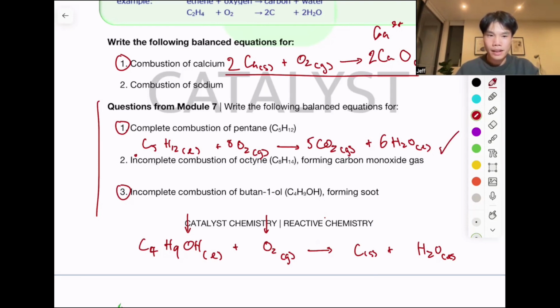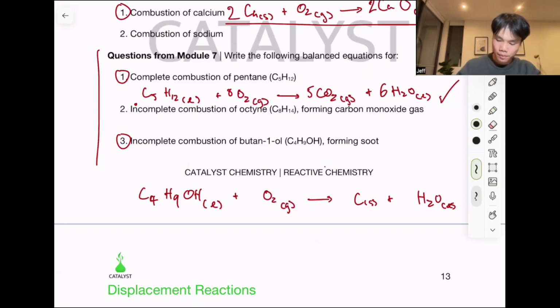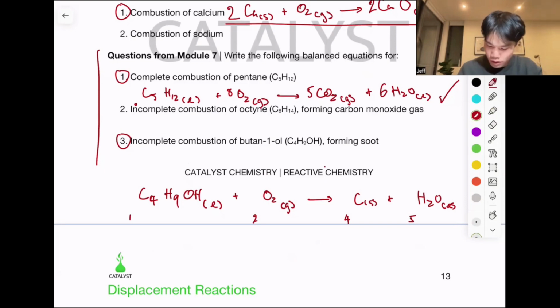And number 3, Sophia, do you want to take us through? Do you want me to tell you all of them? I guess just say the number and then whatever it was behind it. For the first one, 1, and then 2 O2, and then 4 C solid, and then plus 5 H2O. So then we have 4 carbons, 10 hydrogens, and 5 oxygens. Checks out for me as well. So 1, 2, 4, 5.